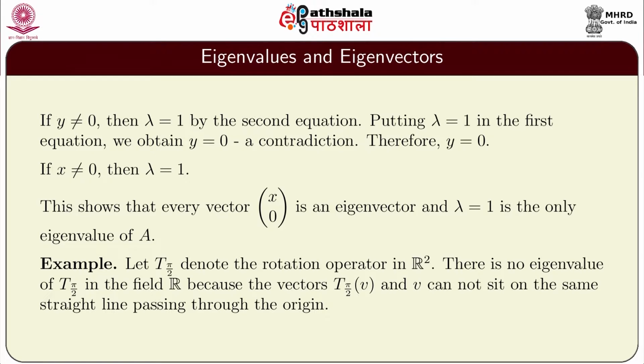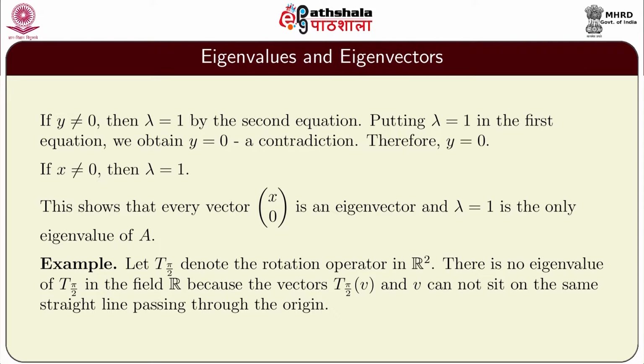One more example: it is a rotation operator T_{pi/2}, that means the rotation in the plane R^2 by an angle pi by 2 in the counterclockwise sense. Now, without getting into any calculation, we can say that there is no eigenvalue of this operator in the field of real numbers. Why not?